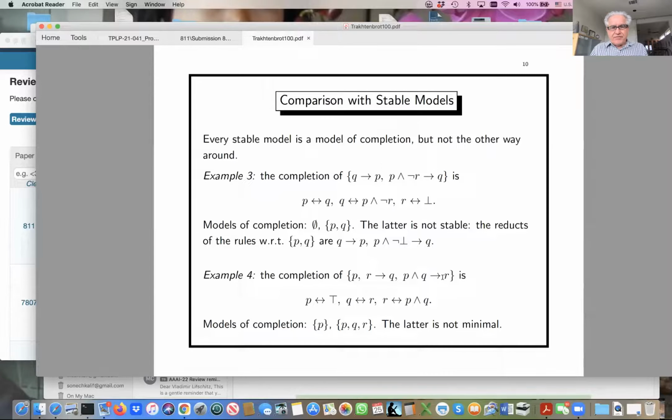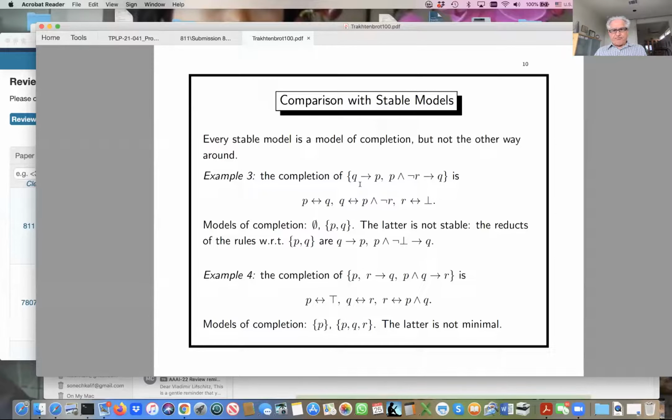Unfortunately, generally, life is more complicated. So generally, if we have any finite set of implications with an atom in the consequent, every stable model of it is a model of completion, but not necessarily the other way around. And here you see three examples showing that the converse does not necessarily hold.